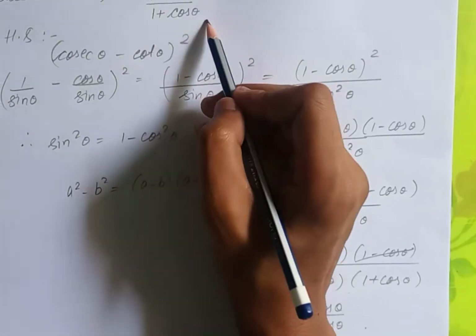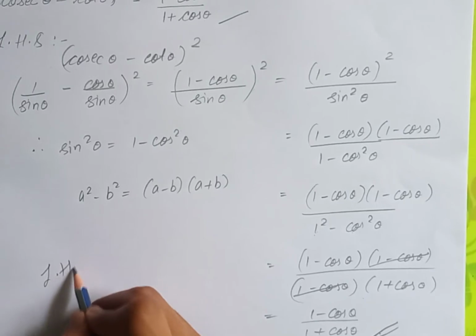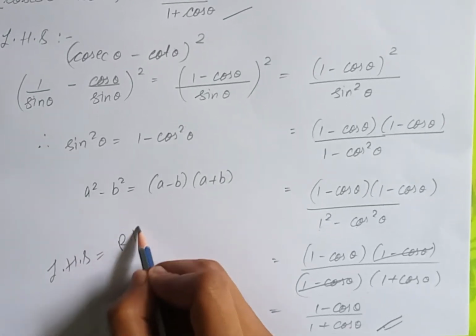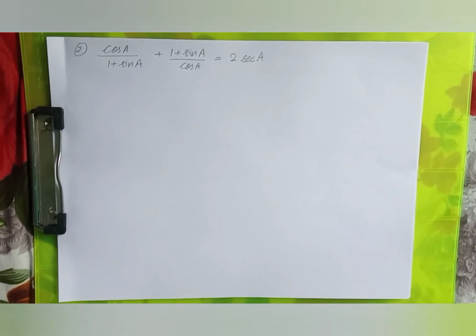Now the RHS is this and the left hand side is this. So we have proved LHS is equal to RHS. This is the second question of exercise 8.4, question number 5.